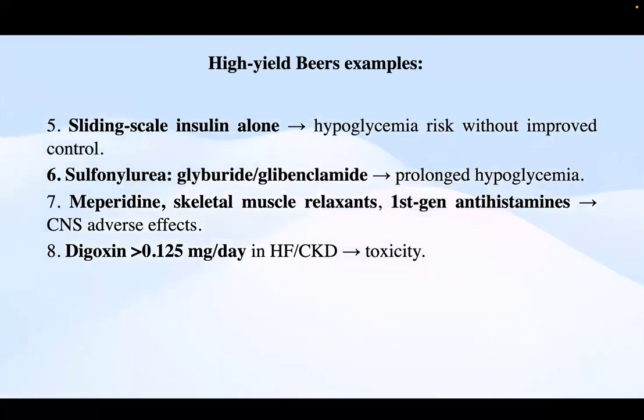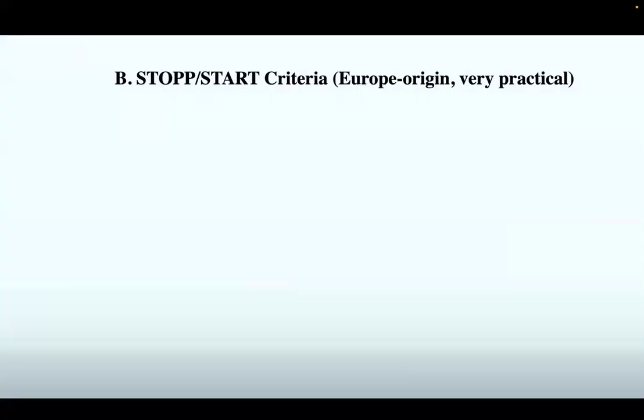So these are some of the high-yield Beers examples in which this criteria must be followed. Why have I kept these slides inside this presentation? Because of your understanding, so that you know in which situations Beers criteria needs to be followed. These are some of the high-yield examples. I hope it is clear.